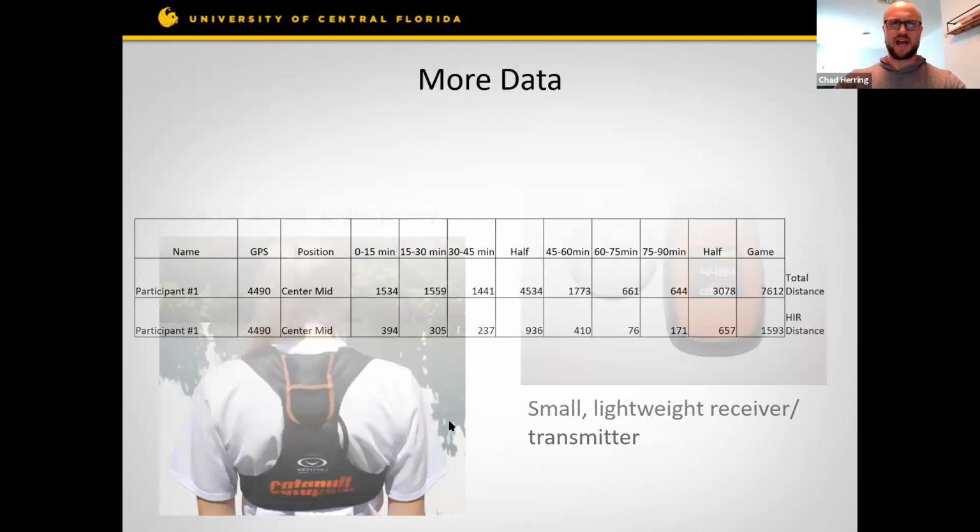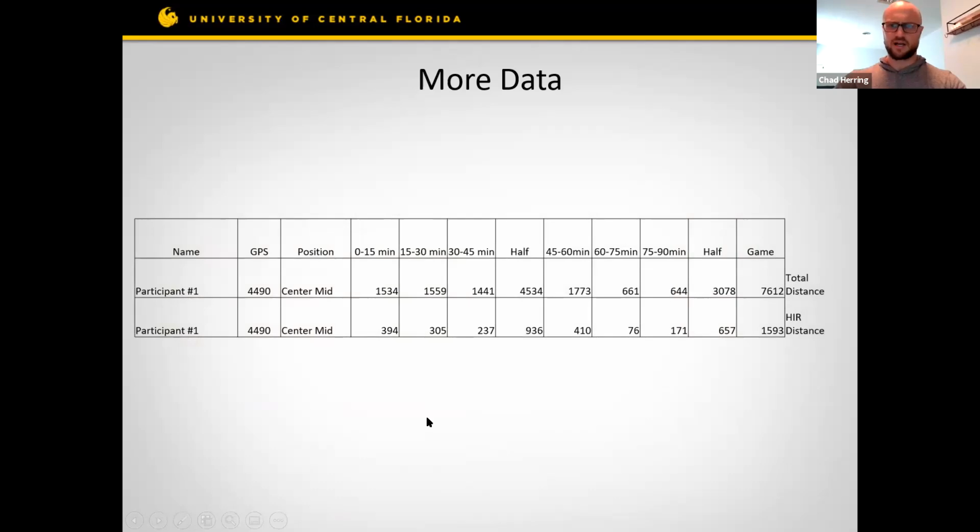Here we can see some actual data. I'm not going to go through this too much, but we can actually see the distance run, and HIR moving forward is high intensity runs. Okay, so here we have the same participant, the same athlete, how much distance they actually covered in different time segments, and high intensity runs they also had in terms of distance as well.